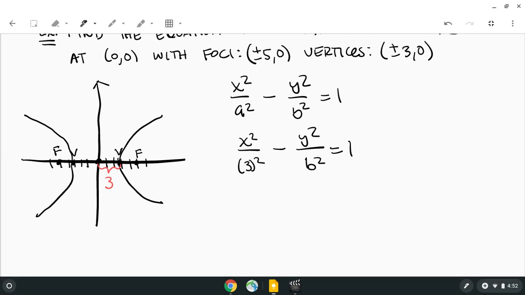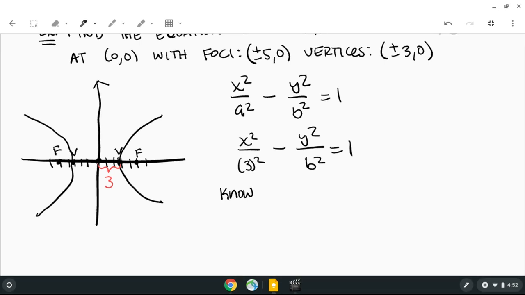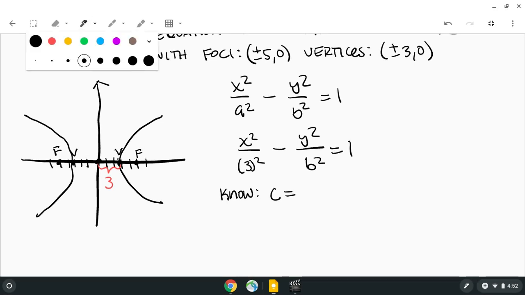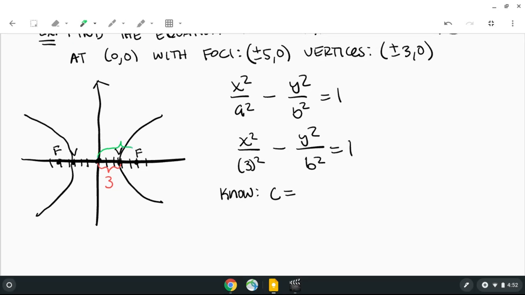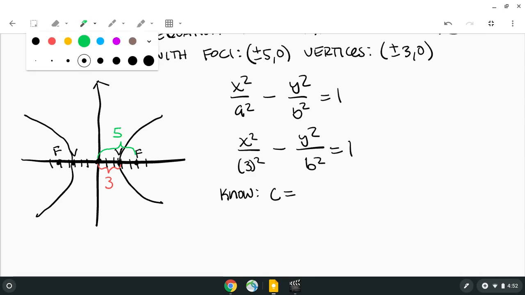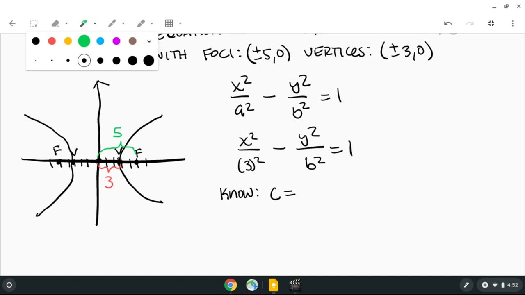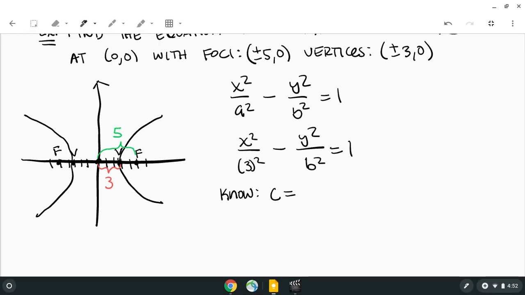But we do know what c is. We see that c, let me use a different color. C is the distance from the center to the focus. And we see that that is 5, right? And we only need to know one of those lengths and the focus point, and we can find the rest. So C is 5, and we also know this formula.